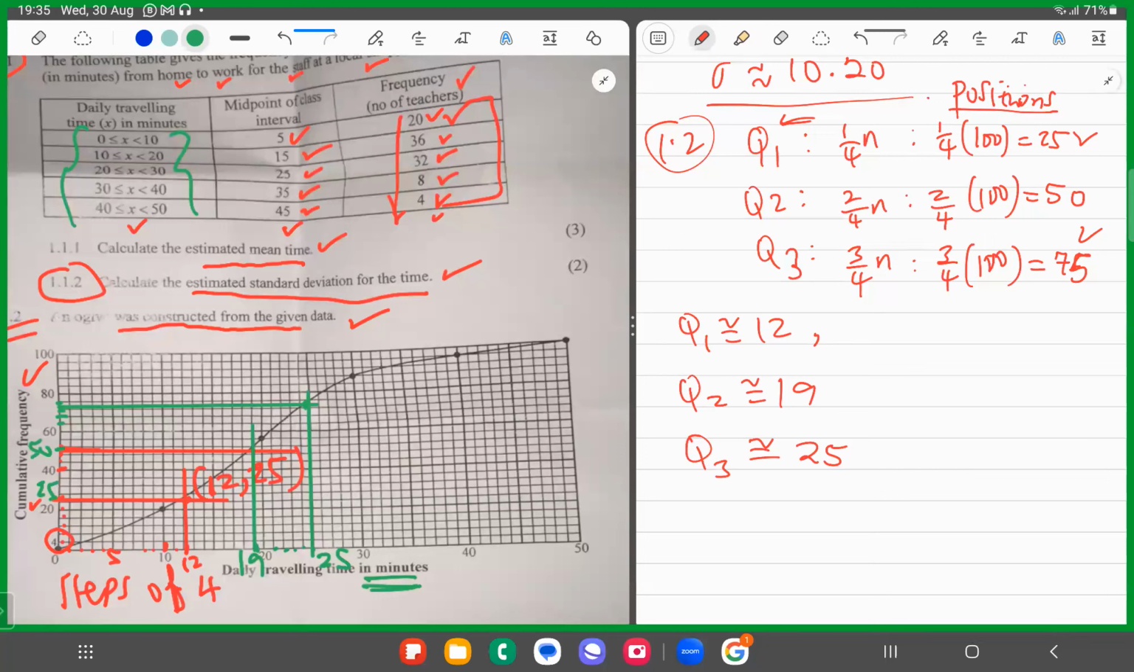I want us to finish this calculation. So we're going to finish this calculation just now. I want us to draw the box and whisker plot here and make sure that we're good. So now we continue with our box and whisker plot.